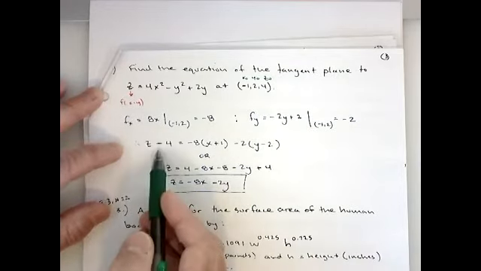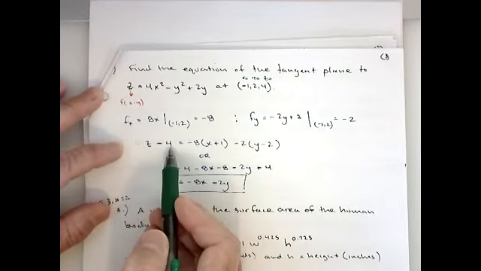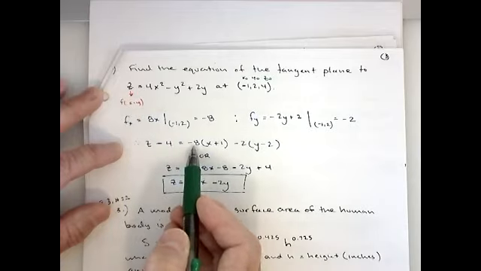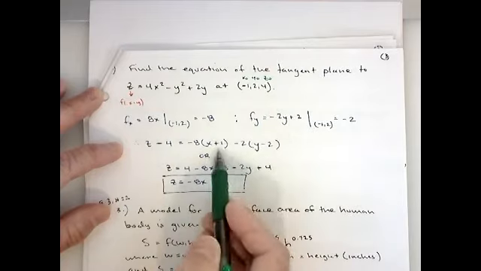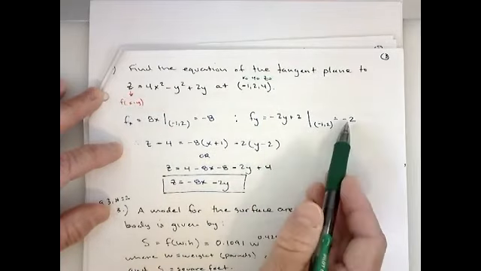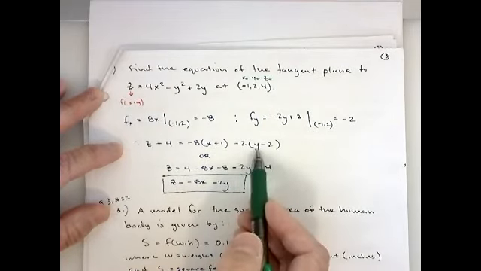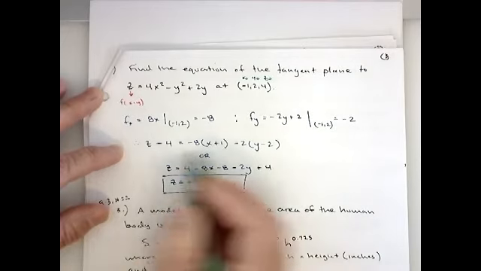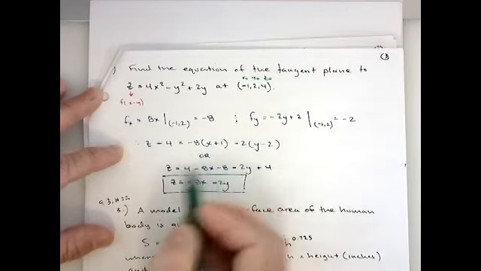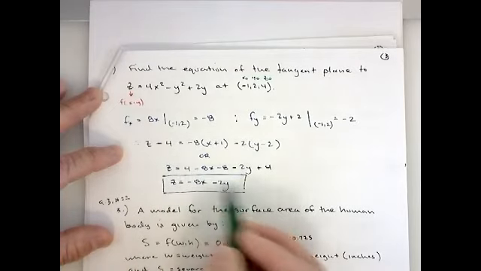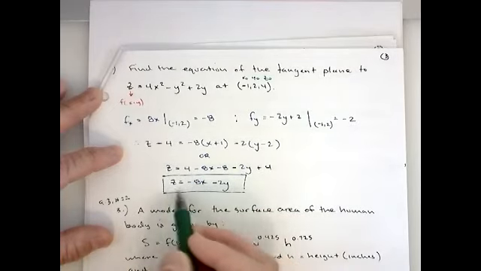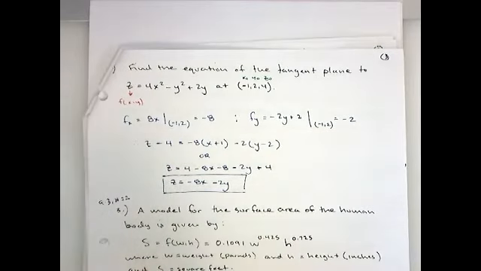So then I've just plugged it into my formula. Z minus z naught equals f sub x times x minus negative 1, but that's going to turn into plus 1, and then minus 2 times y minus 2. For tangent planes, it's fine to leave it like that, but oftentimes they'll just solve it for z. So in this case, they do distribute. We're not going to approximate anything with it. So if you solve it for z, we get negative 8x minus 2y.